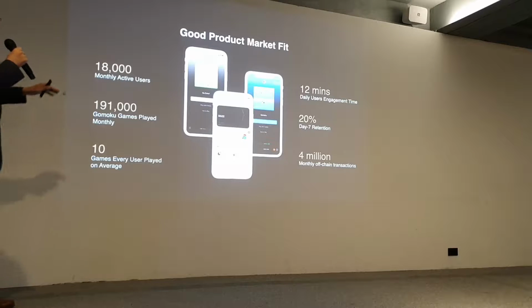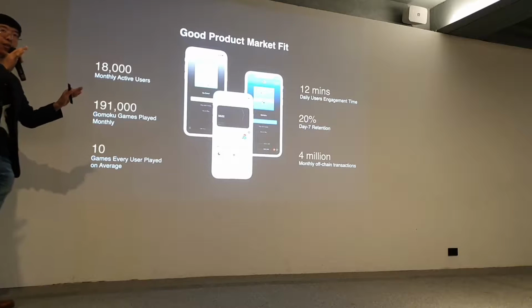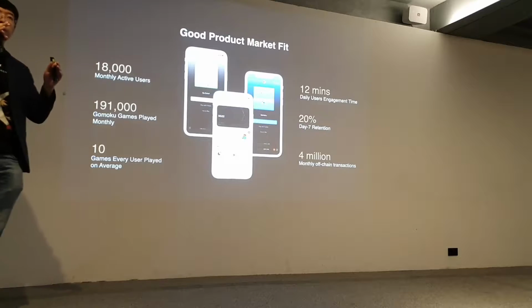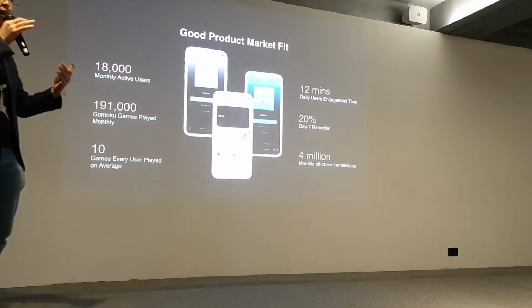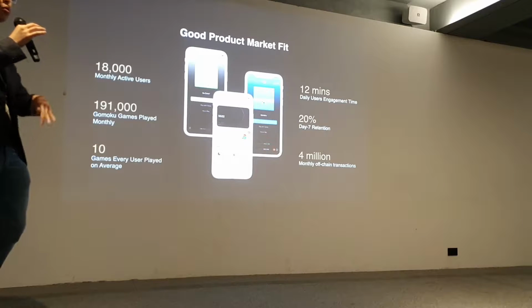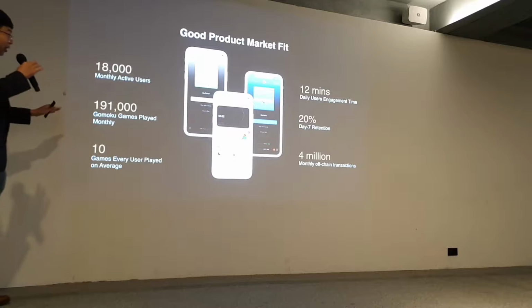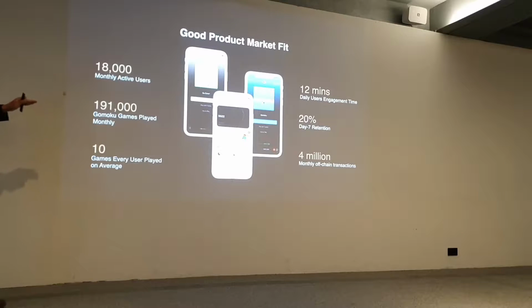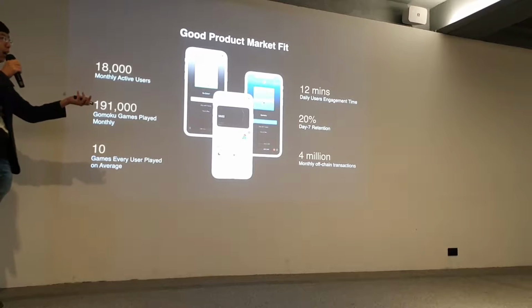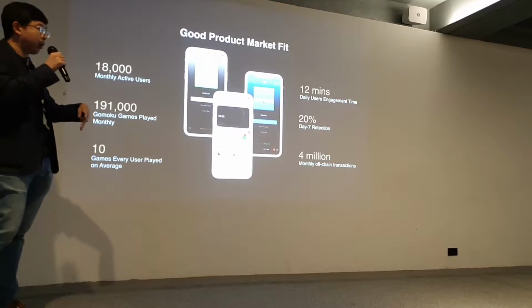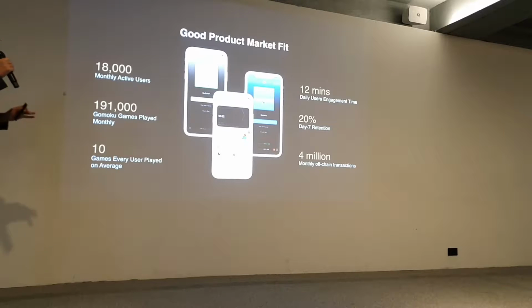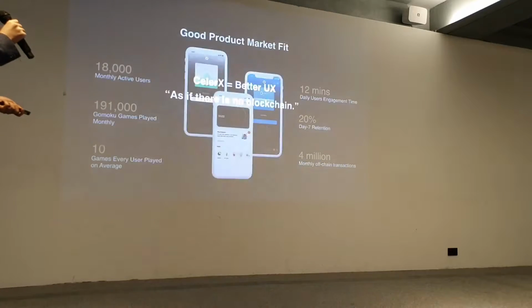But what we're seeing from this application is that it doesn't look like your garden variety decentralized application, where there's no user retention and users do not engage with the application for long. These numbers look like a real mobile application. We have a day-one retention of 20%, 12 minutes of user engagement time, and over 1 month we process about 4 million off-chain transactions. So this is really happening, and we are running the largest scale generalized state channel network in the world right now.